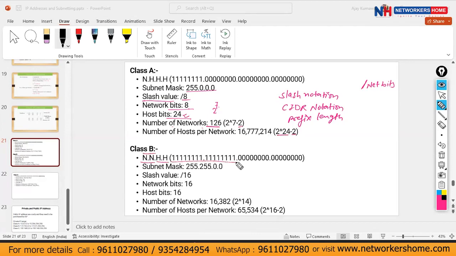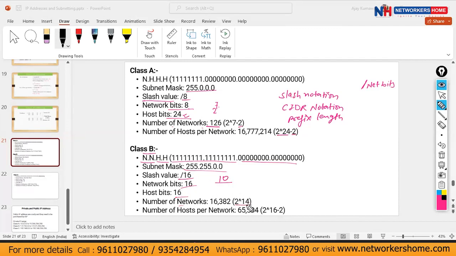Meaning 2 octets will be all ones, 2 octets will be all zeros. In decimal, it will be 255.255.0.0. Now, if we want to write the slash value, we see a total of 16 bits are network, so it is /16. Network bits are 16, host bits are 16. If you want to calculate the number of networks, in case of class B, 2 bits were reserved, 1 and 0 starting. So only 14 bits will be left.